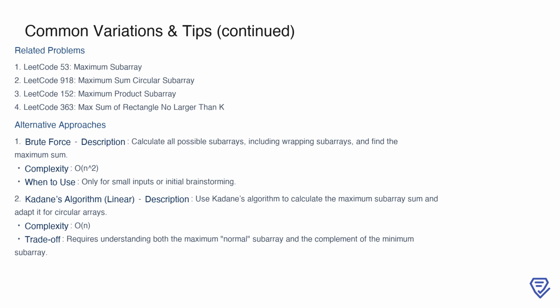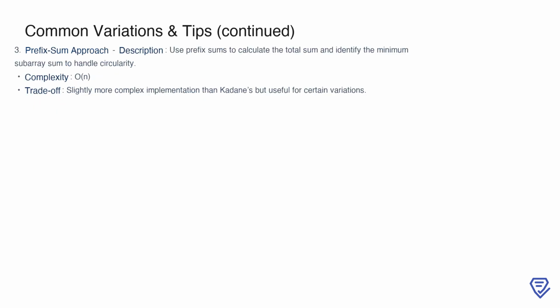This method has a time complexity of O(n), and involves understanding both the maximum subarray sum and the complement of the minimum subarray sum. While Kadane's is efficient, it requires a solid grasp of how to handle both the linear and circular cases. Another approach worth mentioning is the prefix sum method.